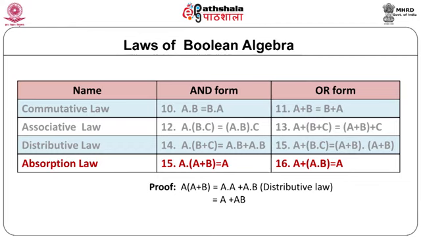Further, on the right hand side we can take A common. So, we get A ANDed with (1 OR B), which gives A AND 1, since 1 ORed with B is 1. Therefore, the result is equal to A. Thus, we have proved the absorption law.